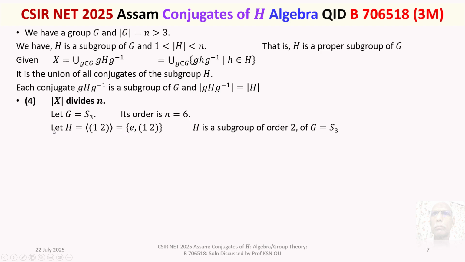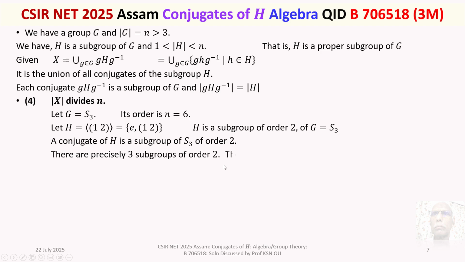Who are the elements? (1 2), and (1 2) square is identity. So H is the subgroup generated by the transposition (1 2) and consists of elements e, comma, the transposition (1 2). H is a subgroup of order 2 of the group S3. A conjugate of H is a subgroup of S3 of order 2. Right. How many subgroups of order 2 are there? If you look into S3, there are precisely 3 subgroups of order 2.